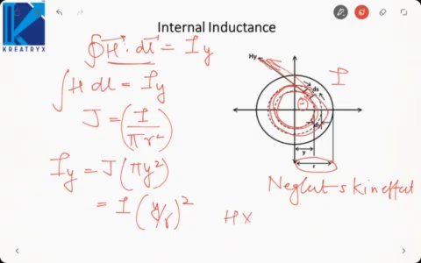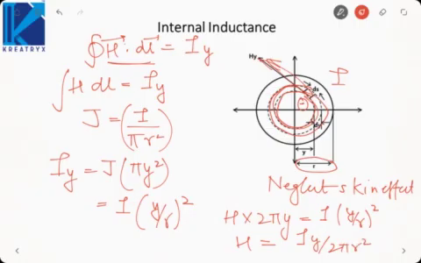So that means if we expand the Ampere's law, H into 2 pi y is equal to I into y by r whole square, so H will be Iy by 2 pi r square. That is the magnetic field intensity H. Now to calculate the inductance, what we do is we determine flux linkages upon current. So to determine flux linkages is nothing but N into phi, where phi is the flux.